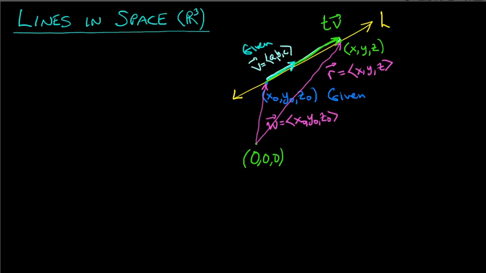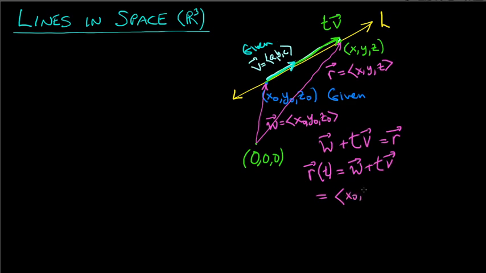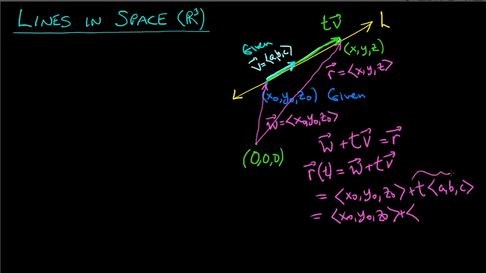If we add the vector w plus the vector t times v, we get the vector r, by the parallelogram rule. Of course, r will now depend on t. It'll be a function of t, and it's going to be w plus tv. Let's write this out in terms of the components. The vector w is x0, y0, z0, plus t times the vector v, which has components a, b, and c. This is just scalar multiplication. When you multiply by t, you just multiply each component by t. So ta, tb, tc.